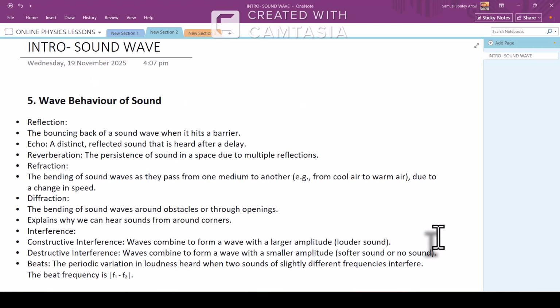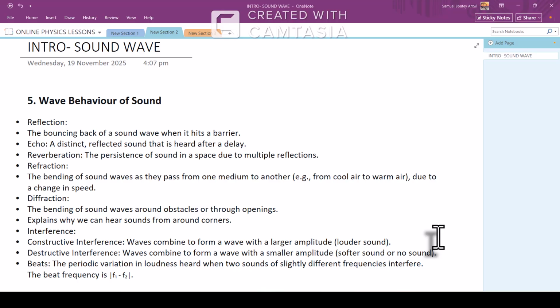All right, so now we get to talk about the behavior of sound waves. And with this, we are looking at reflection. Reflection is the bouncing back of a wave. It's not only peculiar to light. All waveforms are able to bounce back, which means they are able to undergo reflection. But for sound, the reflection is otherwise known as echo. So echo is a distinct reflected sound that is heard after a delay.